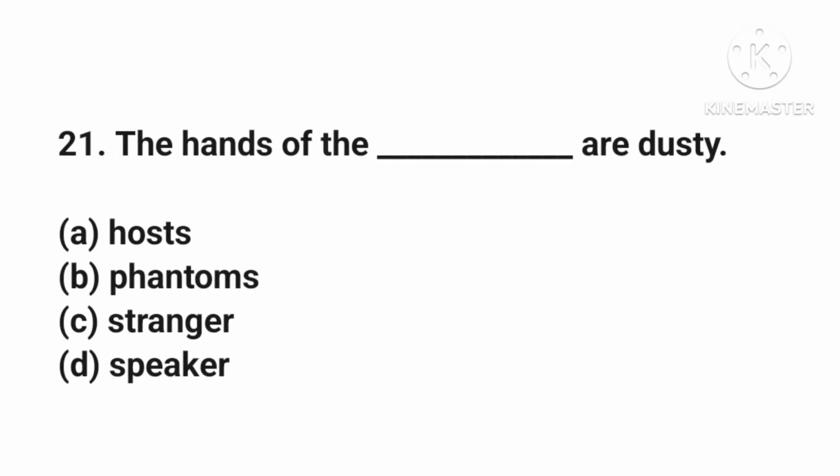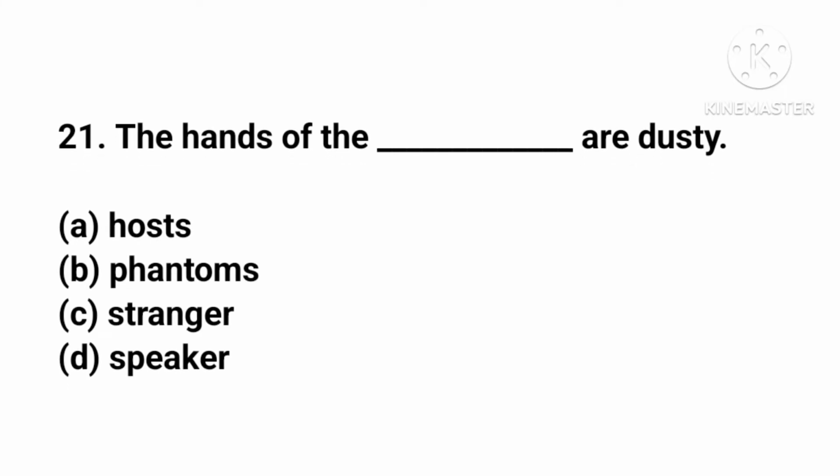Now coming to question number 21. The hands of the dash are dusty. Option A, hosts. Option B, phantoms. Option C, stranger. Or option D, the speaker. Well, this shouldn't take much time. You are right. The hands of the phantoms are dusty because they are stretching their hands from the graves.